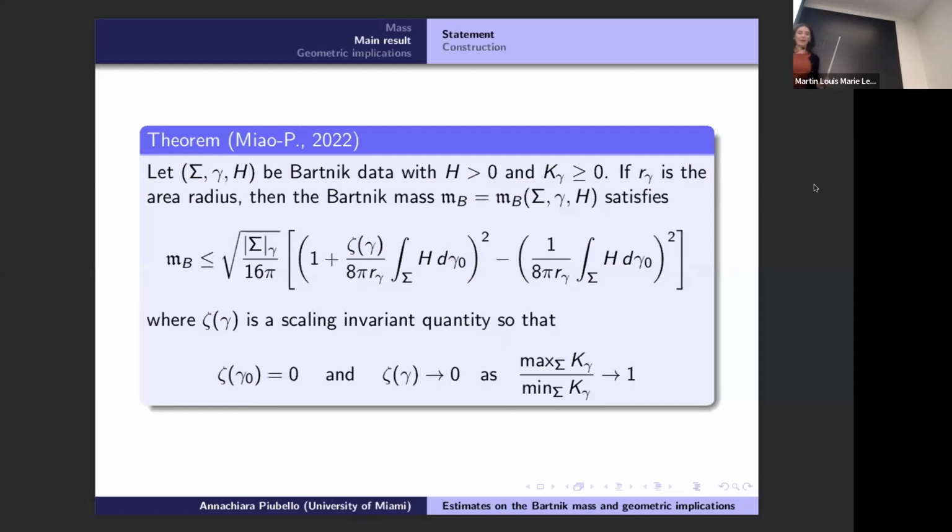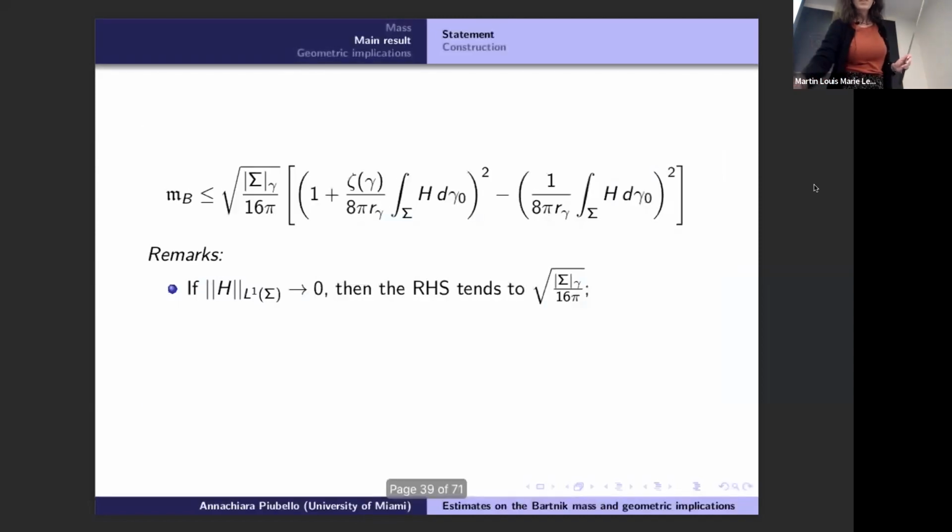Okay, now a couple of remarks. So here's the formula again. Now consider again the case in which the total mean curvature goes to 0, right? What will happen? This term will be gone, this term will be gone, right? So the whole bracket will just be 1. So we do recover the horizon case from the Mantoulidis and Schoen estimate.